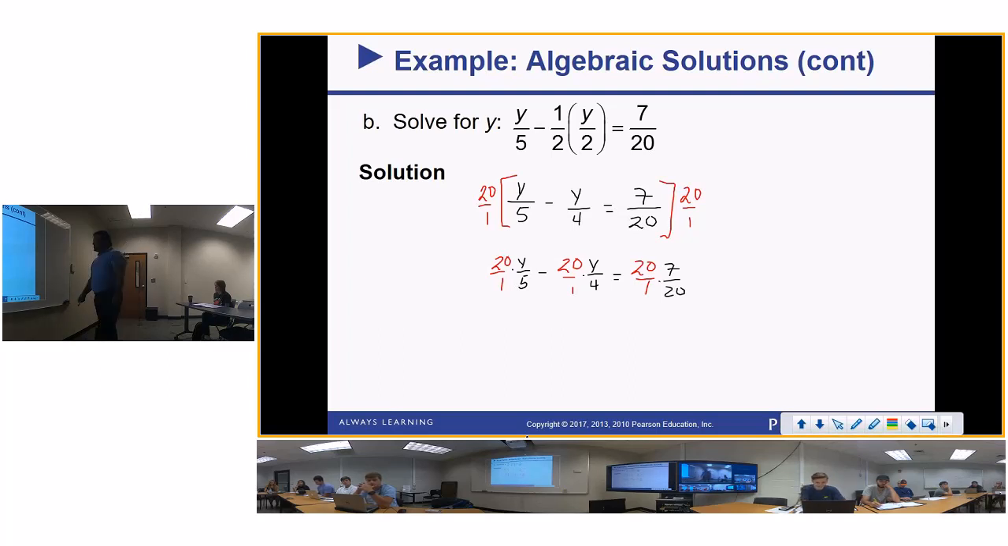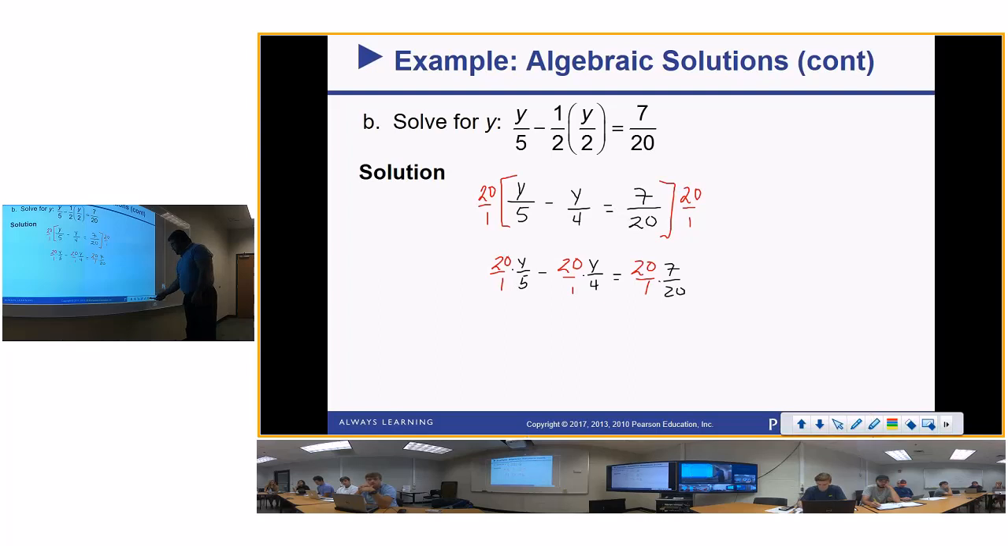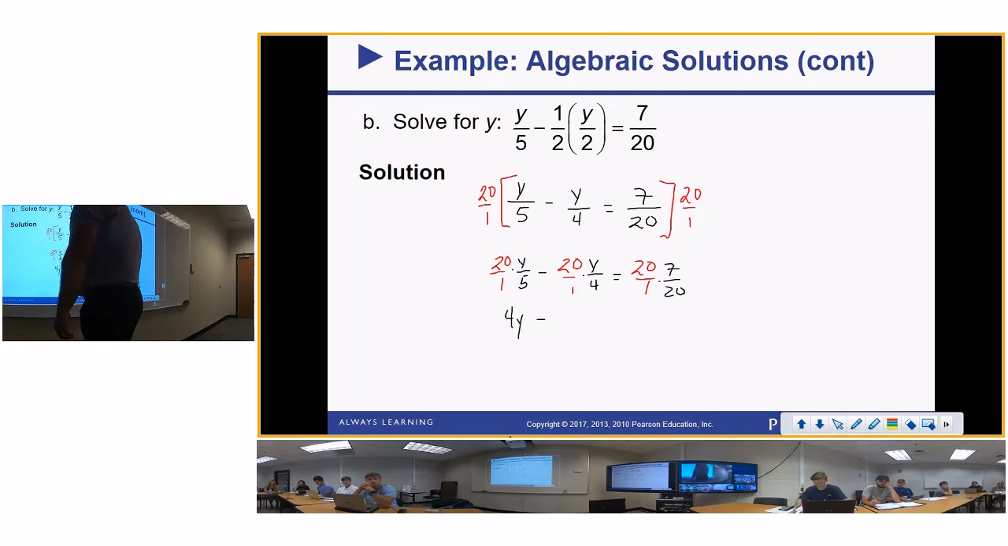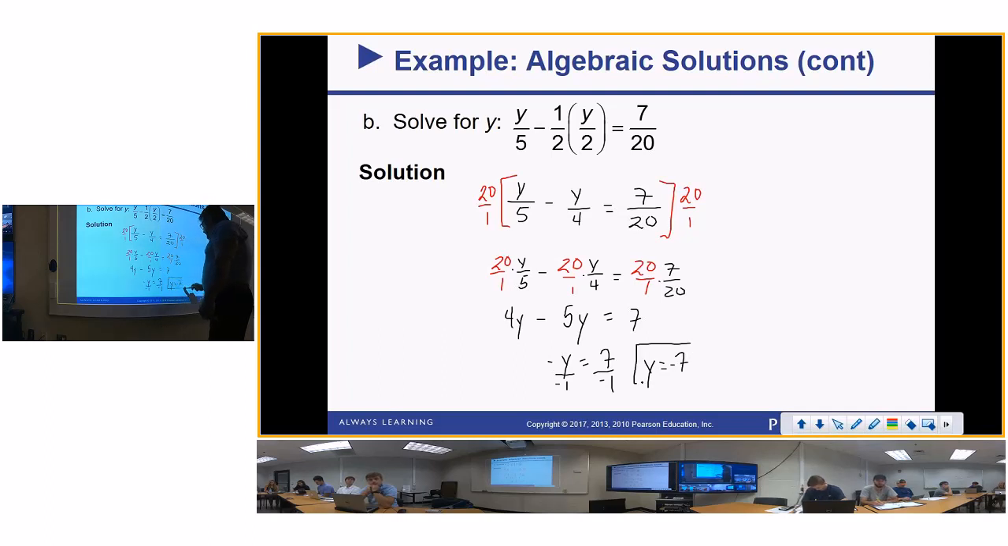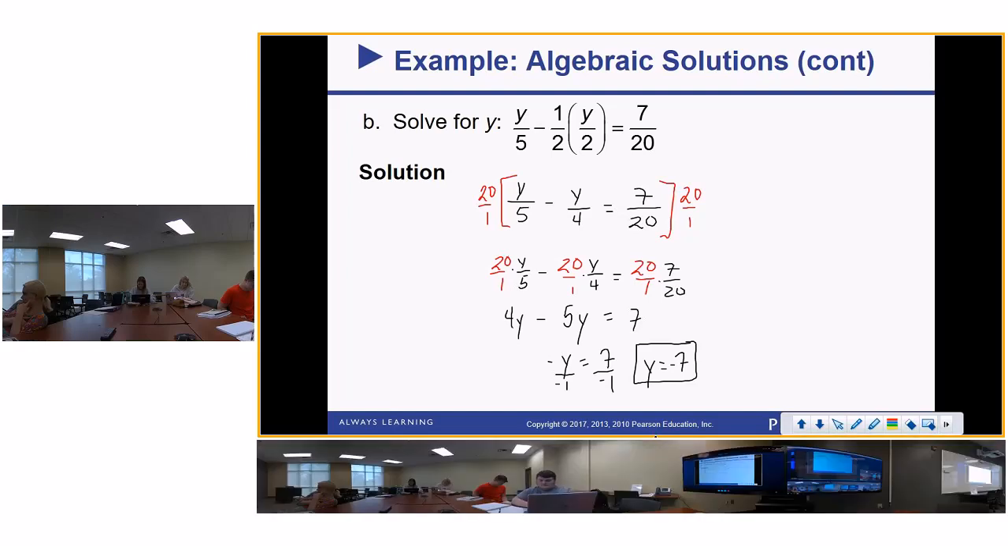So what happens is the 20 will cancel with 5 and leave you with 4y. 20 will cancel with 4 and leave what? 5y. And that's equal to 7. Of course, you can't avoid the negative here. Negative y is equal to 7 divided by negative 1. Y is equal to negative 7. Okay?